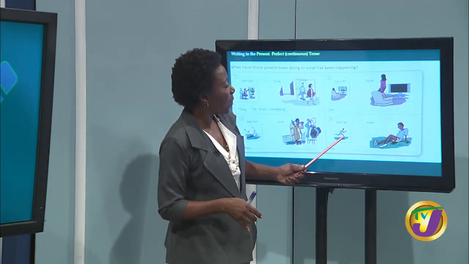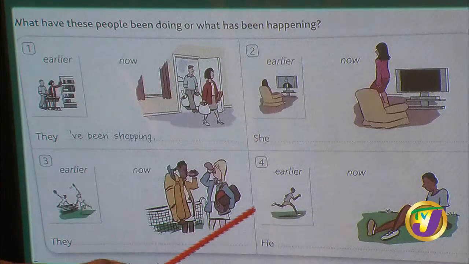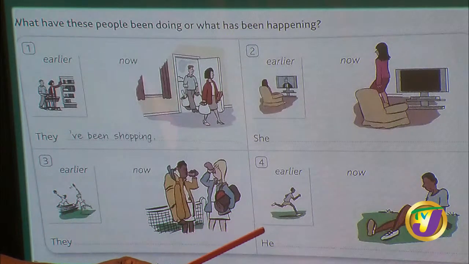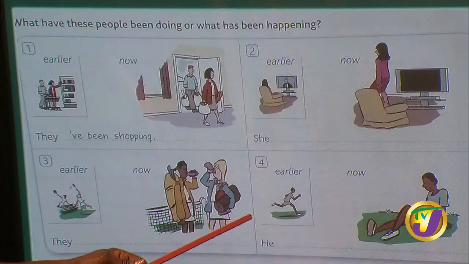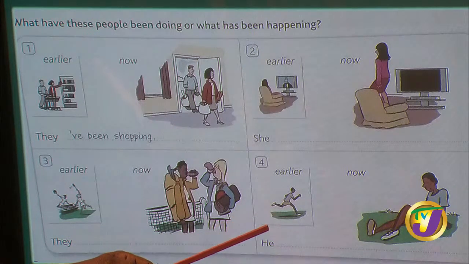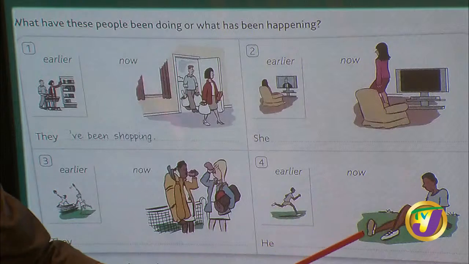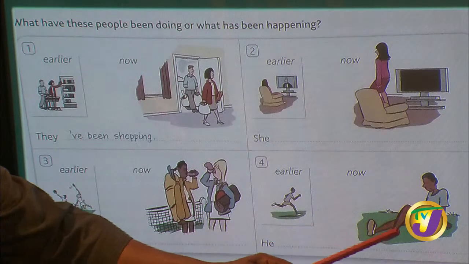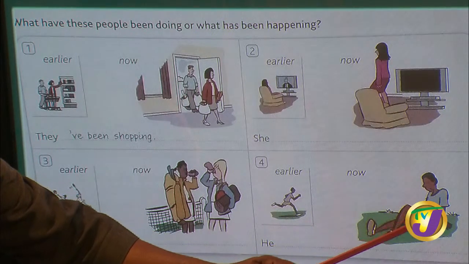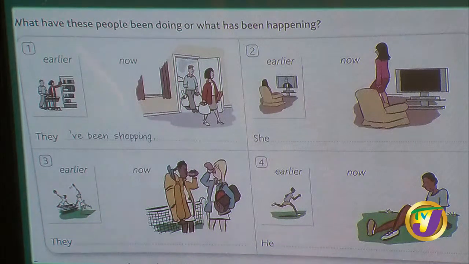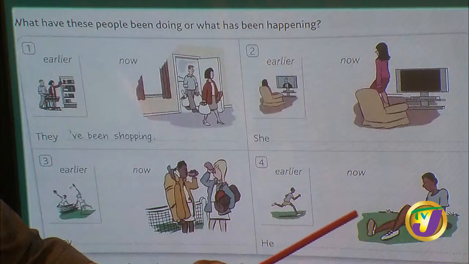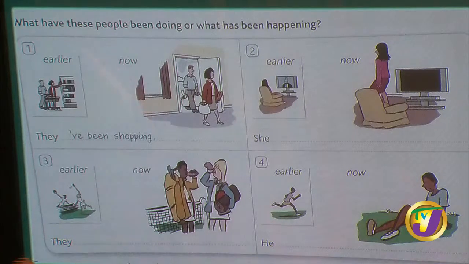This one over here. An athlete or anyone can jog to keep fit. So the person was jogging earlier, okay? And now the person is resting. The person still has on the jogging gear. So he has been running or jogging.